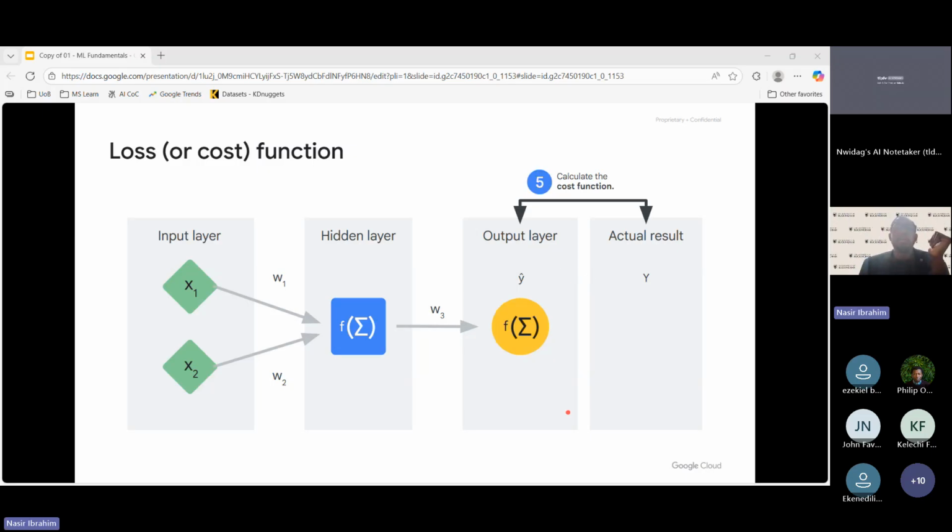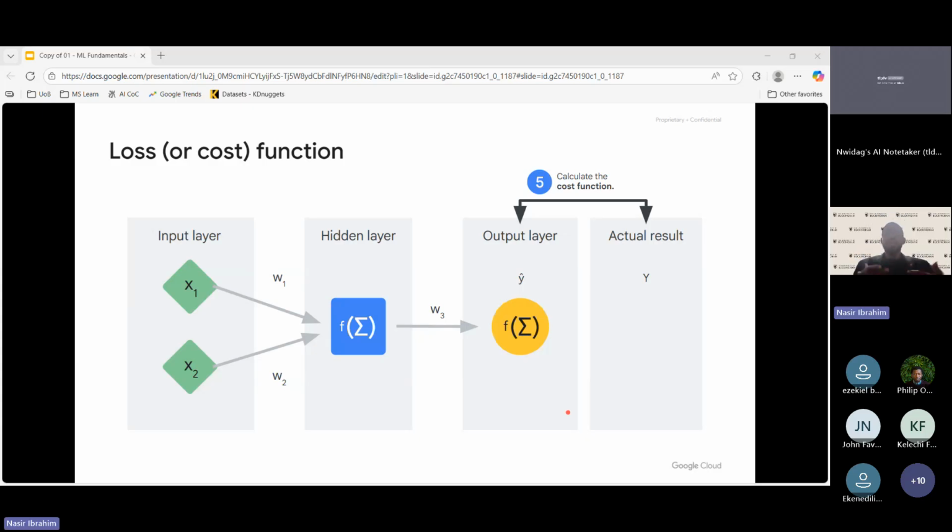Okay, now remember, when you calculate the cost function, which is the difference, if it is significant, or if it is high, you know that your model is performing worse, or it's not performing well in predicting the output. What do you have to do?